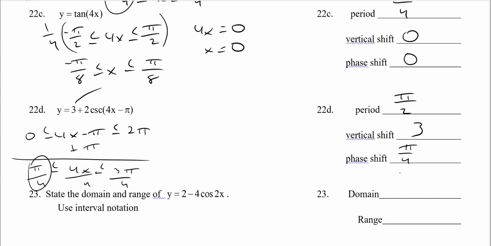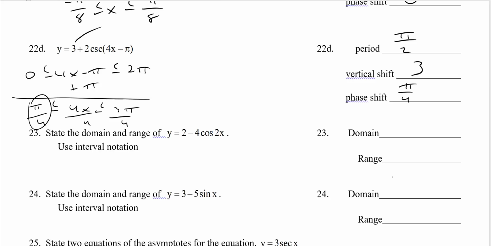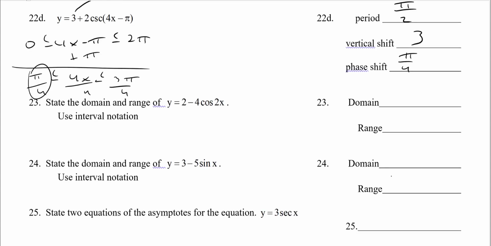Okay, pretty easy, right? State the domain and range of that function. Well, the domain, for sine and cosine, is always negative infinity to positive infinity. And the range, think about 2 as your baseline, and the amplitude is 4, so I'm going to go up 4 and down 4. If I go down 4, I get negative 2. If I go up 4, I get 6. So it's between negative 2 and 6.